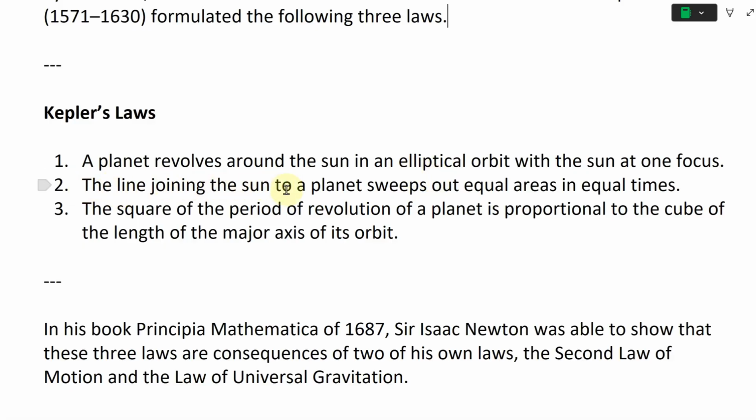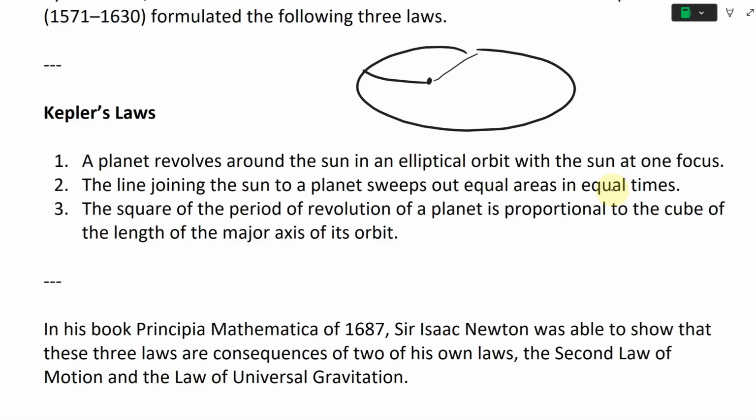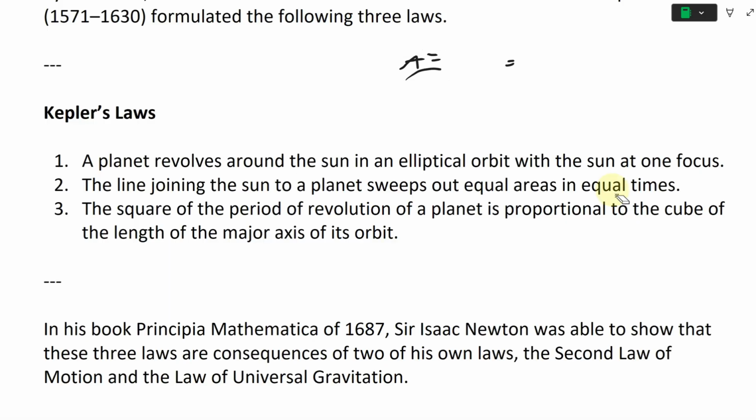So law 2: the line joining the sun to a planet sweeps out equal areas in equal times. If you have the sun here, say the planet's orbiting like here and it's moving this way, then after this amount of time, this area is going to be the same as if it was moving across in the same time. So these areas are equal. This is equal to that one.